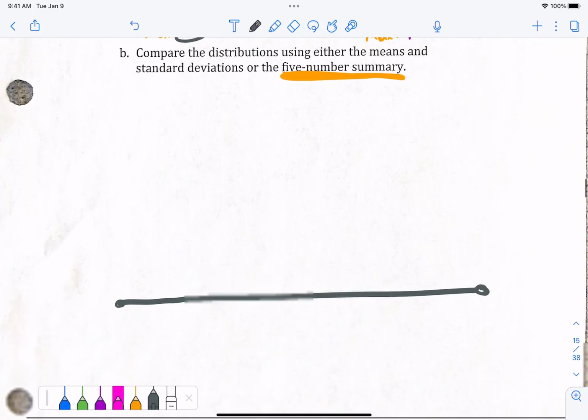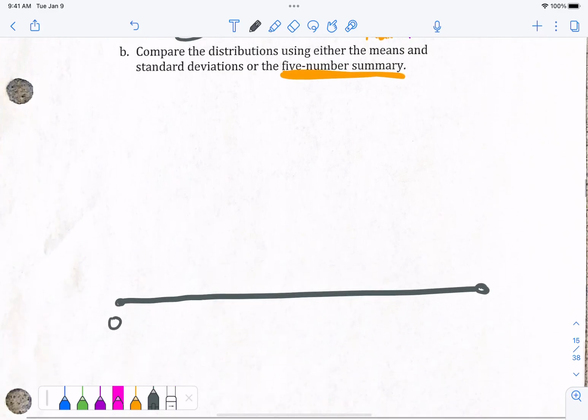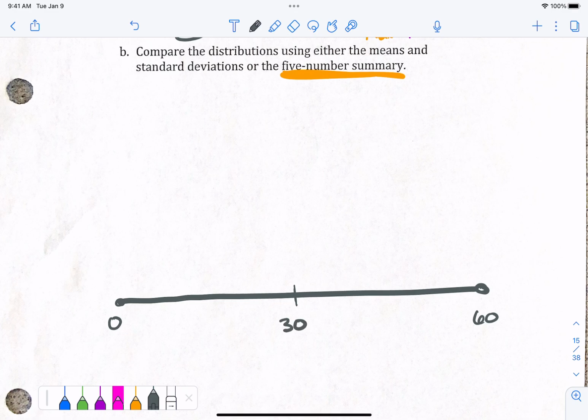Now I'm going to start at 0 because that's really nice. That's pretty close to 3. I can go 0 to 55, but I think 0 to 60 is nicer because I can then eyeball where the halfway mark is, and that will be at 30.